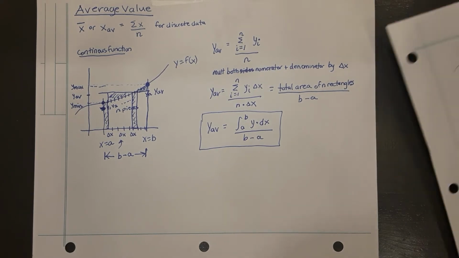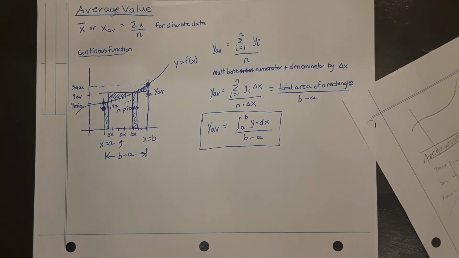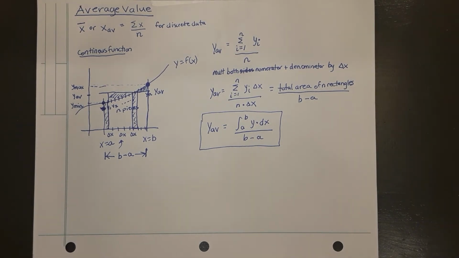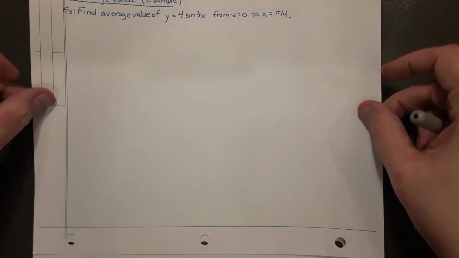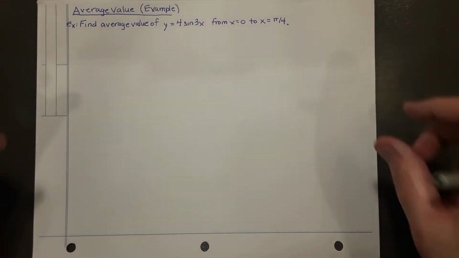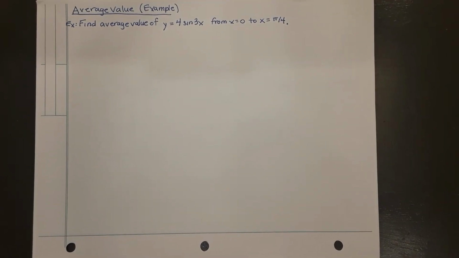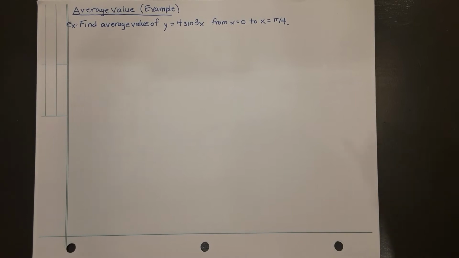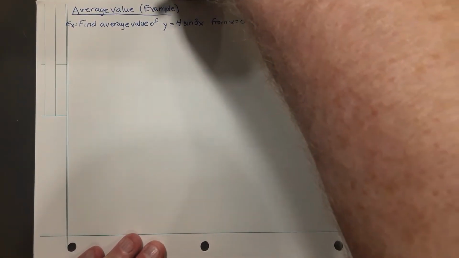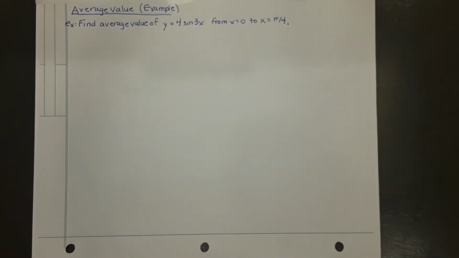So if we take the area calculation and divide by the interval width, we can calculate an average value. Here is an example. The average value of y equals 4 sine 3x between the limits of x equals 0 and x equals pi by 4.